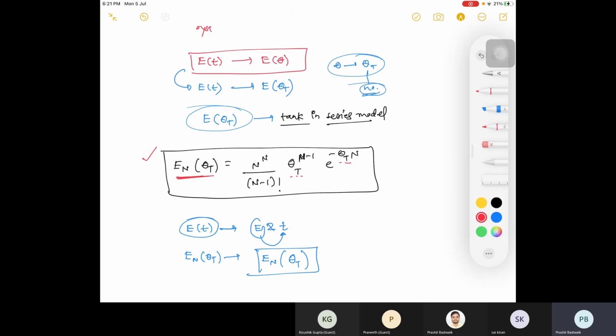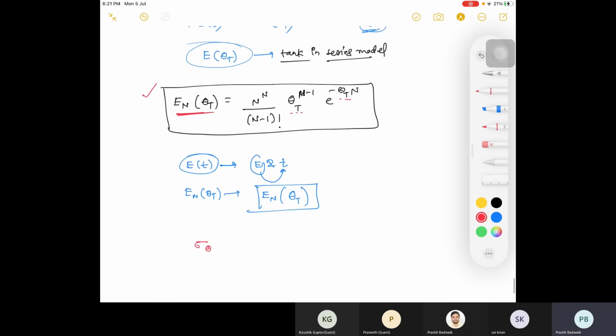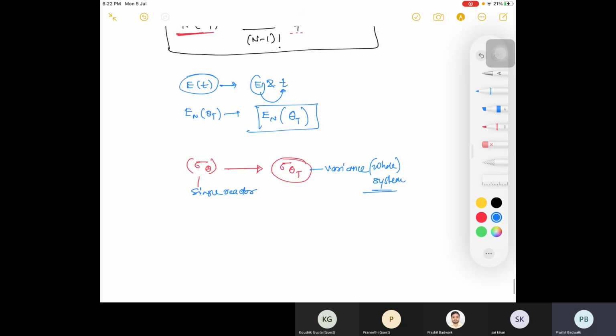Here we had come up to this point. Then the next step: in a single reactor, what did we find? Sigma theta, right? So with n number of tanks, what will we find out? We will find out sigma theta t. It is the variance for your whole system, and this is the variance of a single reactor. We are just comparing your single reactor with your n number of tanks connected. So we are up to this.